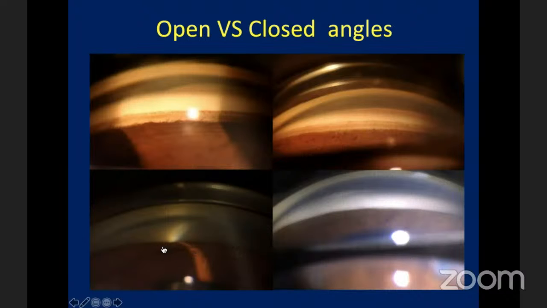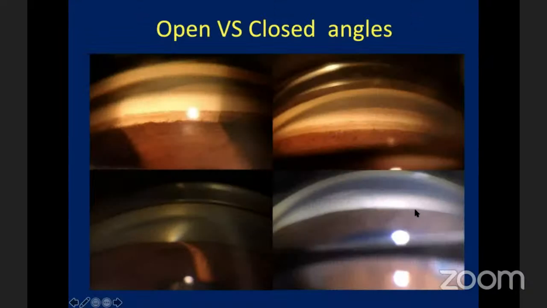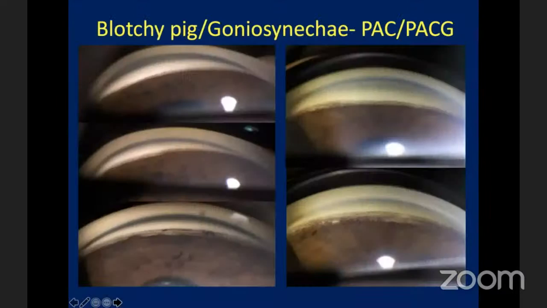Below two slides, none of the angle structures are visible. So you can see this is an angle closure. This is the open angle. And this is the most important slide of the presentation. You can compare the superior video with the inferior video here. An open angle, trabecular meshwork, scleral spur, ciliary body band visible. Here, a completely closed angle, none of the angle structures are visible. So open angle glaucoma, angle closure glaucoma.